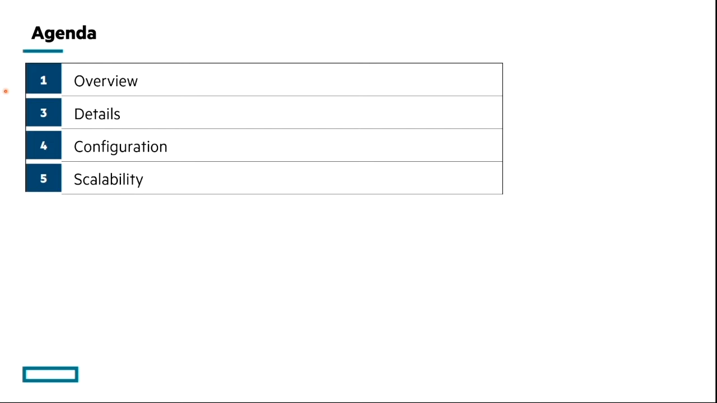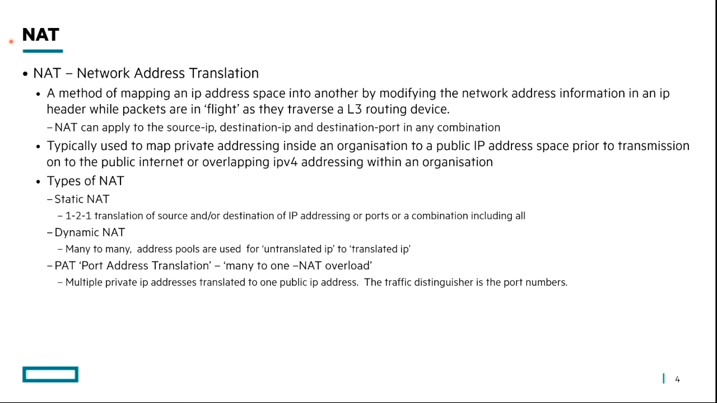And the agenda has just 4 topics to cover: an overview of NAT at the very beginning, followed by some details on how the features are implemented on the CX10000, the PSM, followed by a configuration example, and we'll just finish up on some scalability. Let's jump straight into the overview.